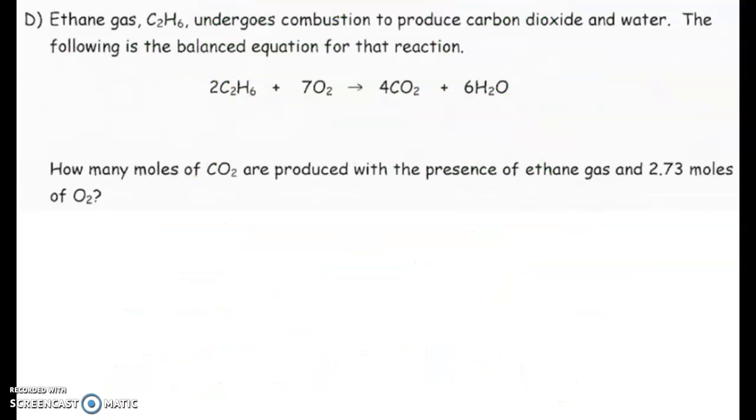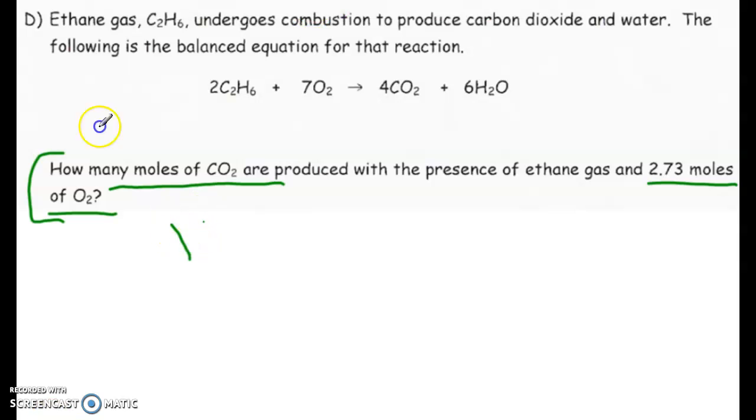So we have ethane gas, which is C2H6. It undergoes a combustion reaction. The following equation is balanced. Okay, so be careful. Sometimes the equation is not balanced. Always double check that first. So how many moles of carbon dioxide are produced with the presence of ethane gas and 2.73 moles of oxygen? Okay, pause the video and give this one a try.